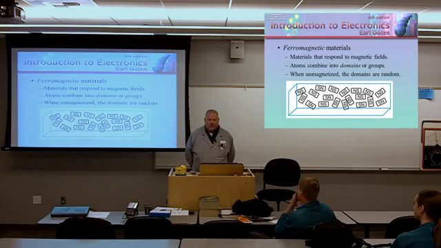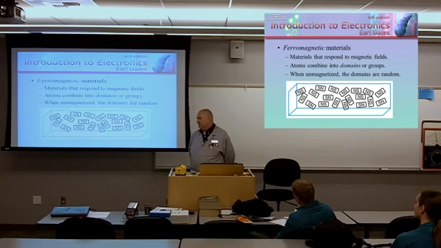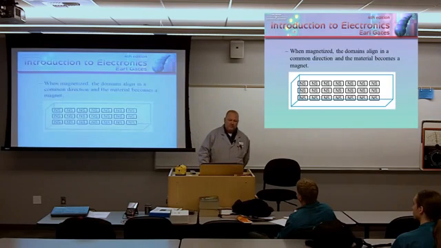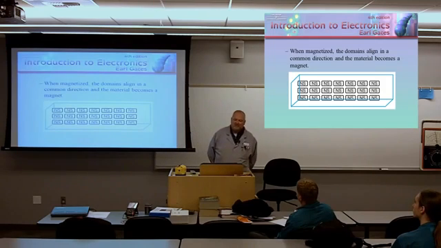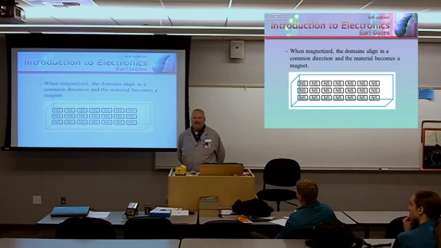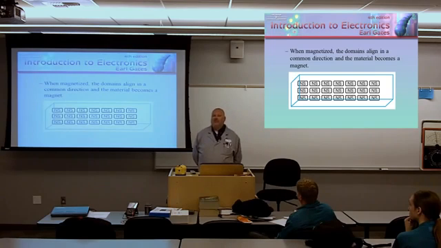Atoms combine into domains or groups. When unmagnetized, the domains are random. This is what we're looking at here in this illustration. This is random domains. Okay? This is an unmagnetized piece of ferromagnetic material. As soon as we magnetize it, watch, this is kind of cool. Boom! When magnetized, the domains align in a common direction and the material becomes a magnet. So if you've got my magnetite that we're passing around and you rub a screwdriver up against that, this is ultimately what's going to happen. You're going to align those domains and it's going to become magnetic.